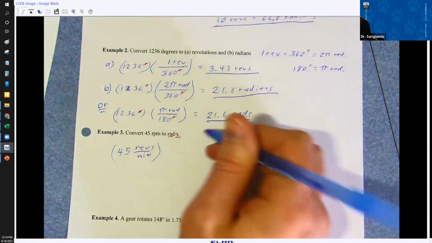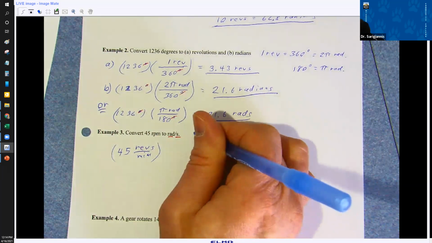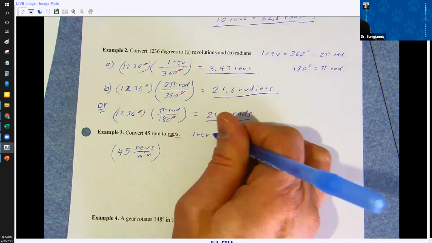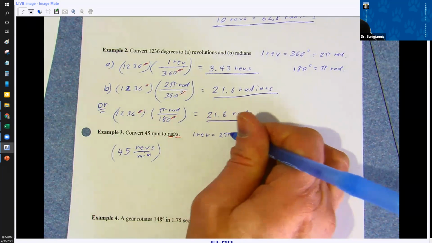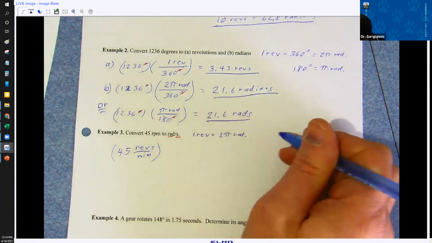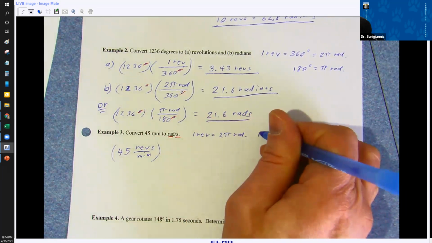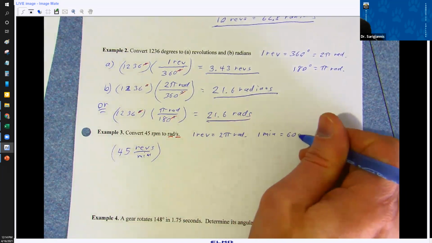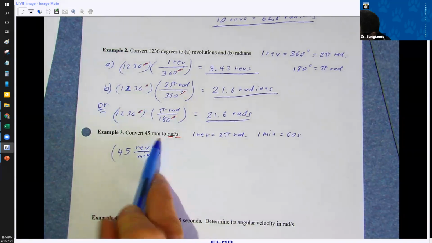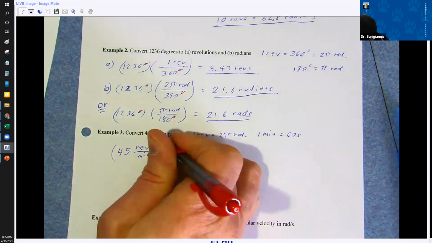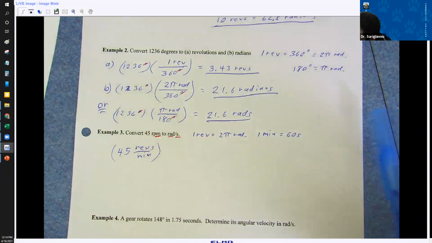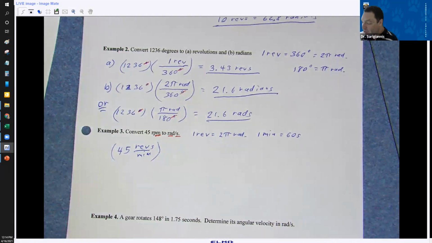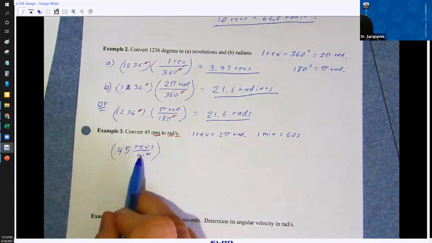So just keep in mind here, one rev is 2 pi radians, but also 1 minute is equal to 60 seconds. We have minutes here, and we've got to go to seconds, so we need that conversion factor. And we can do this all in one shot. Let me show you here.